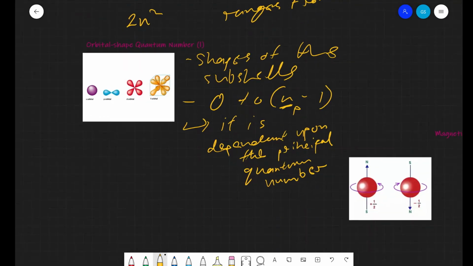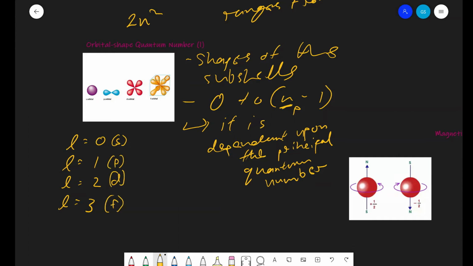So what does that look like? Let me write it down. When L equals 0, L equals 1, L equals 2, L equals 3. When L equals 0, this is given the letter S for the subshell. This is given the letter P. This is given the letter D. This is given the letter F. This may look a little familiar to you. If you've done electron configuration in the past, maybe if your teacher has taught it to you, you may recognize SPDF. If you haven't learned it, don't worry. I'm going to be making a video on it, and that'll become full circle.